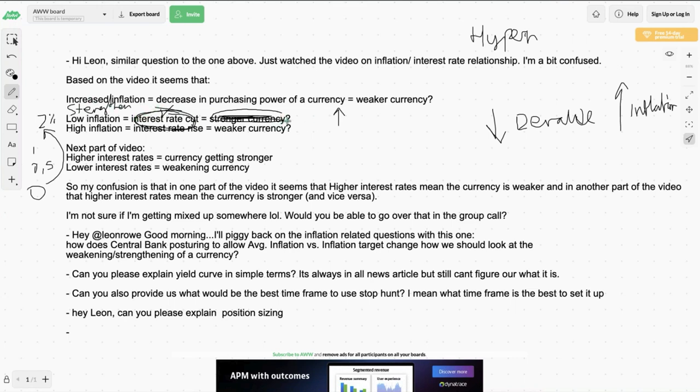So that is basically how that goes. Low inflation equals a strong currency. Therefore, you would need to cut interest rates. So in fact, you could probably go 1, 2, and then 3.